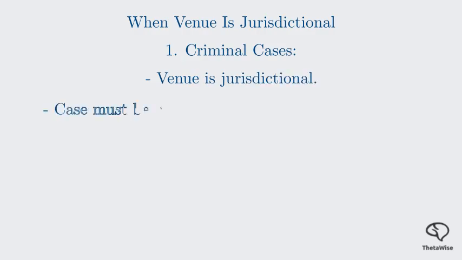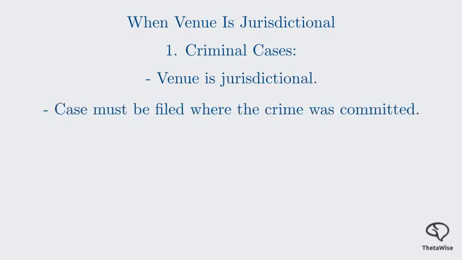We've covered when venue is a matter of procedure. Now for the very important part, when venue is jurisdictional. Generally, venue is procedural, meaning a party must object to it or risk waiving it. However, in certain cases, venue is jurisdictional, meaning the court's very power to hear the case depends on the correct venue. Failure to follow these rules is a jurisdictional defect that cannot be waived. The primary example of jurisdictional venue is criminal cases. Under the Constitution, the venue of a criminal action is the place where the offense was committed.